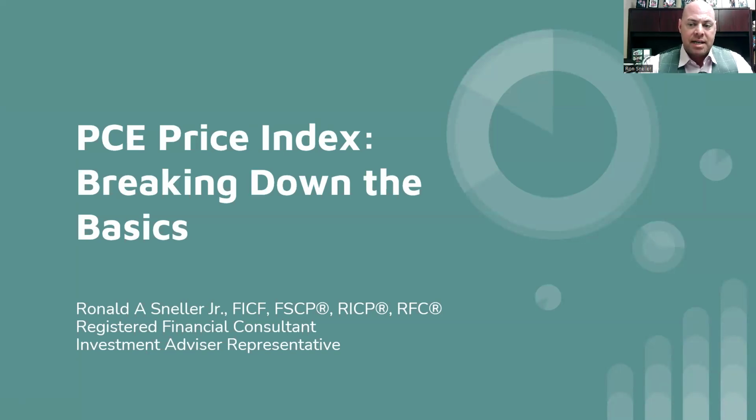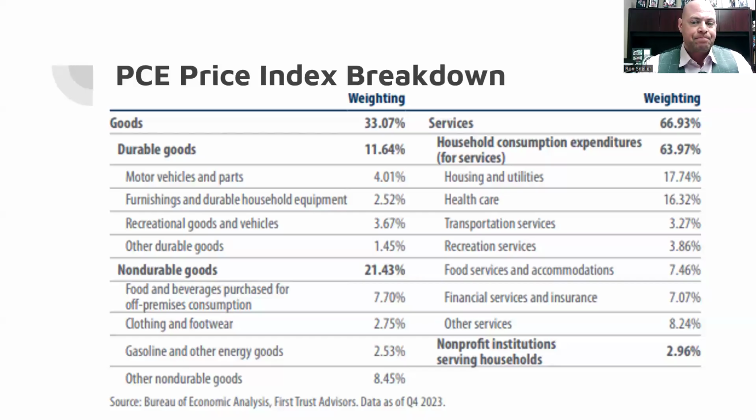While the FOMC has adopted the PCE as its preferred measure, it continues to use a range of price metrics and other cost information to assess inflation trends. For further clarity, we've included a table and two detailed charts in this video here today. The PCE price index can really be divided into two main categories: goods and services.